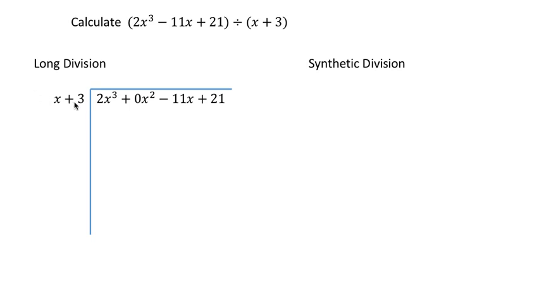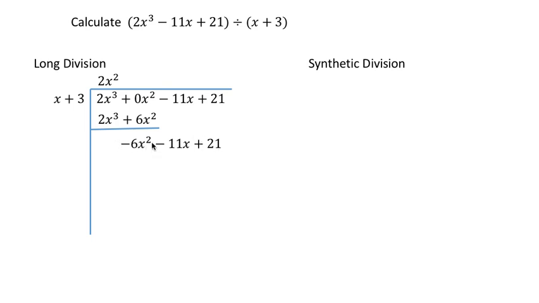So now we've got to think, I've got 2x cubed here. What do I multiply x by to get 2x cubed? The answer is 2x squared. So now I multiply this x plus 3 by 2x squared and write it there. And just like in normal long division, we will subtract these two numbers here and get negative 6x squared. We'll bring down this number as well, and this one too. You don't have to put the 21 there, but I did this time, so it's alright.